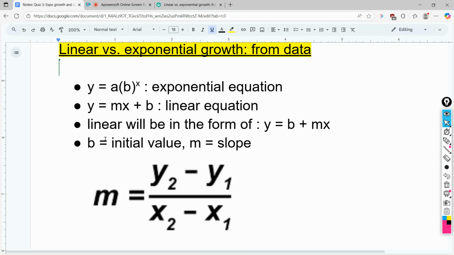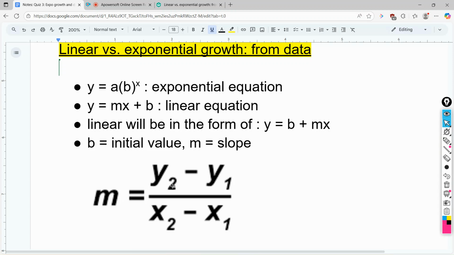Now, in their answers, their linear equation will be in the form of y equals b plus mx. So they just reversed the mx plus b and made it b plus mx. You'll see that in their answers. And for the linear equation, b is the initial value, and m is going to be the slope.